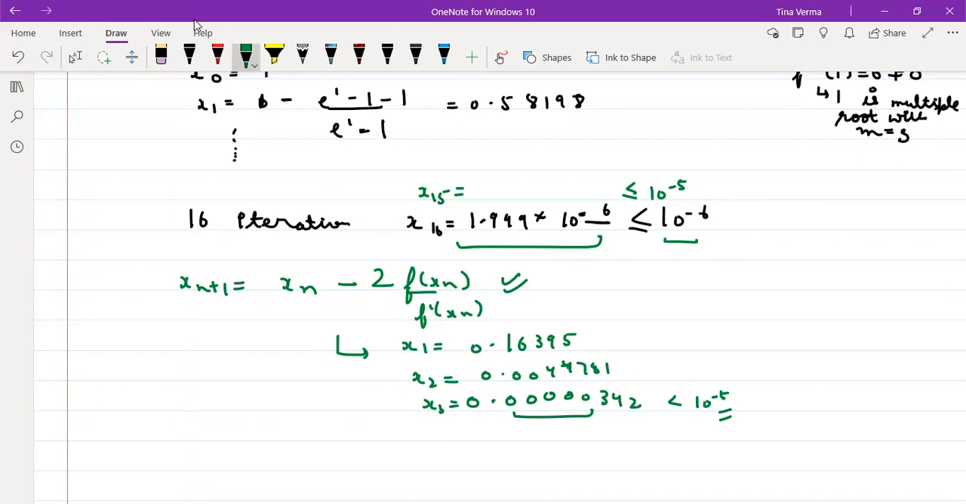So when it is given that a root has such a multiplicity, you can change the formula and multiply the function with that multiplicity. Okay. That's why I have just shown you that the simple method is also converging to the root, but the convergence is slow in that case. You have to perform 16 iterations to reach it. When you modified the method, your answer came in just 3 iterations. Is it clear?